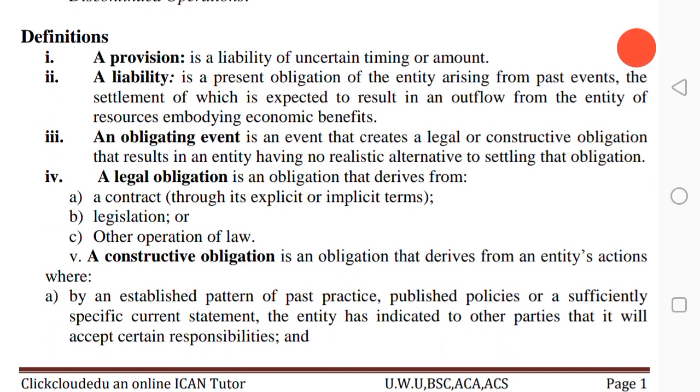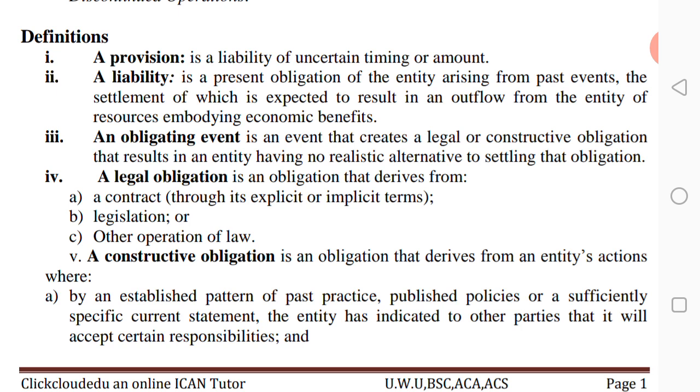So a provision is a liability of uncertain timing or amount. That's a provision. Provision is a liability. Thank God you know the meaning of a liability. So provision is a liability, though the amount and the time which we will pay is not known. That is why they call it a provision, because the amount is not known. That's why it's called a provision.